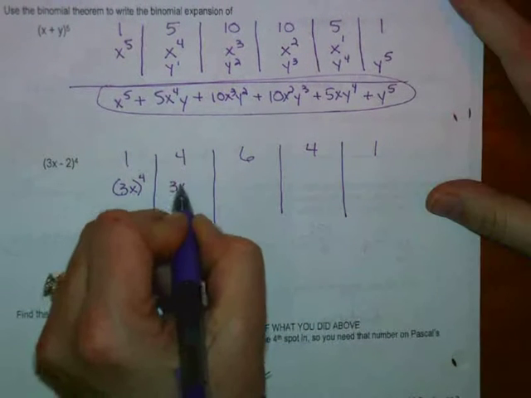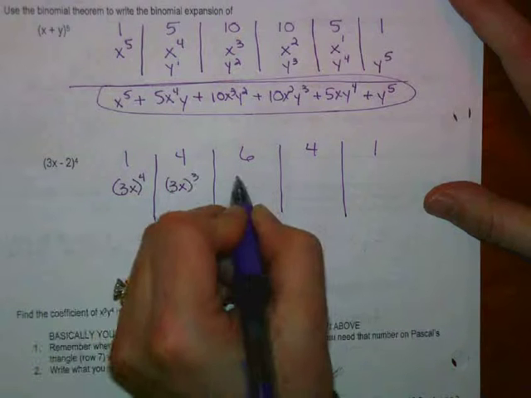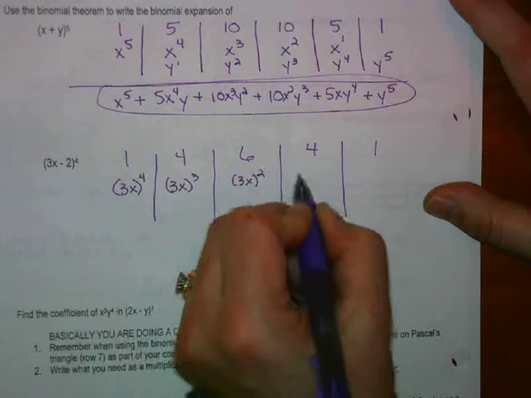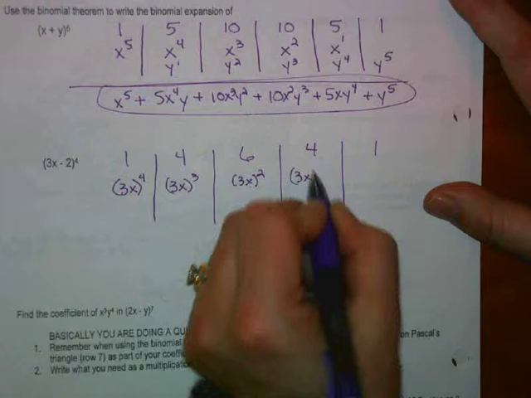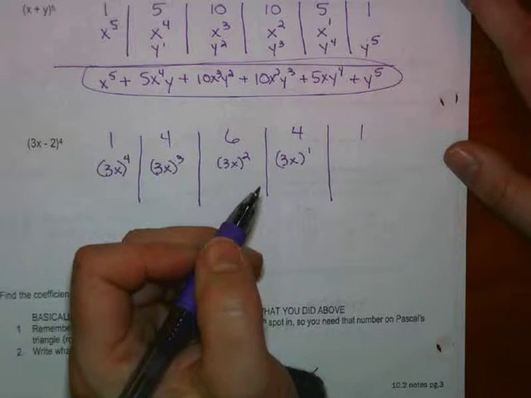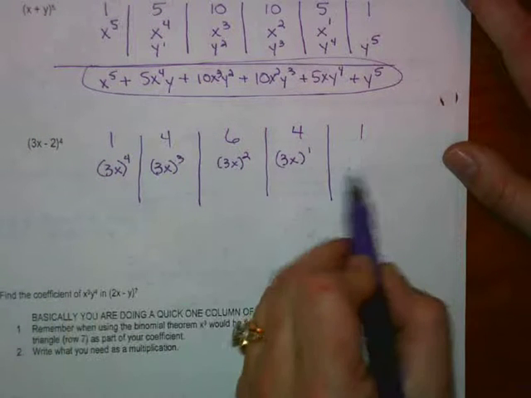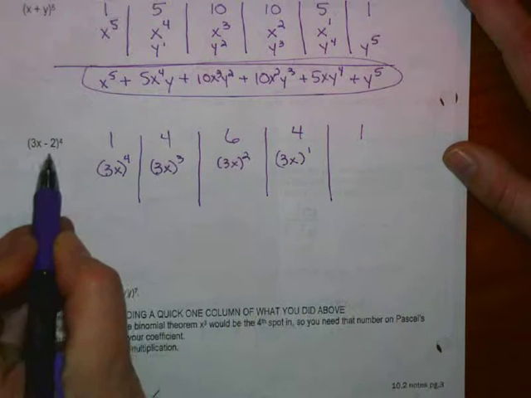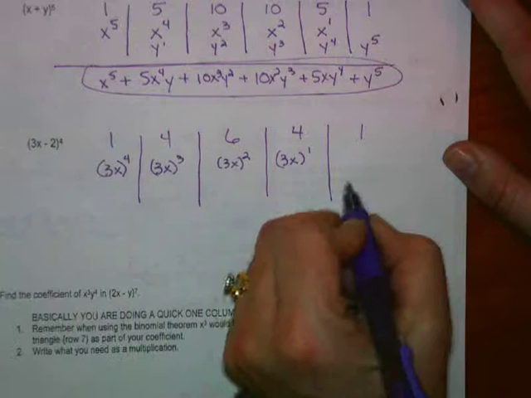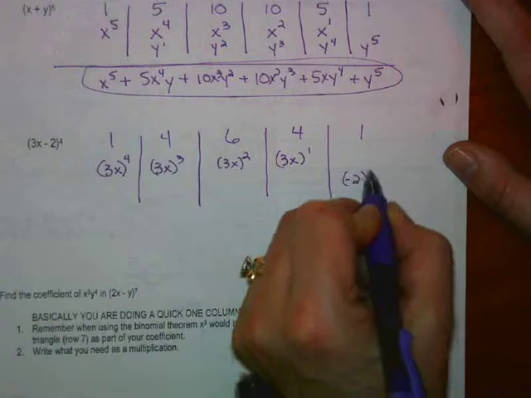And then (3x) to the 3rd, (3x) squared, (3x) to the 1st. You can write the 1 or not. Here, you don't need to write anything. Then you do the second term, starting from the right, (-2) in parentheses to the 4th.